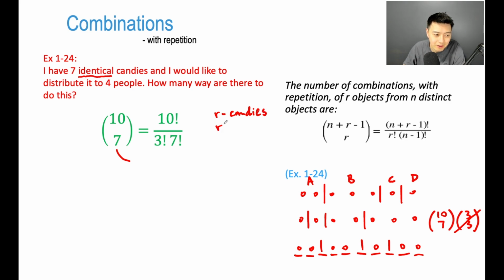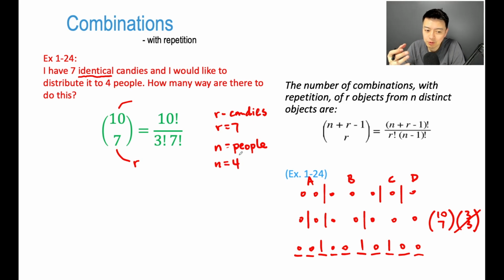Okay, and in our case, R is equal to 7. So this is just our R. What about the top? Well, the top, the number 10, comes from the fact that we had 4 people to distribute, right? So N, in this case, represents the number of people, and in our case, N is equal to 4.